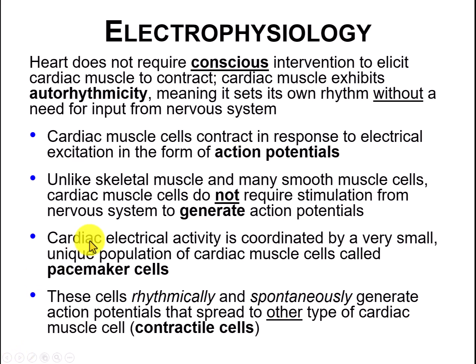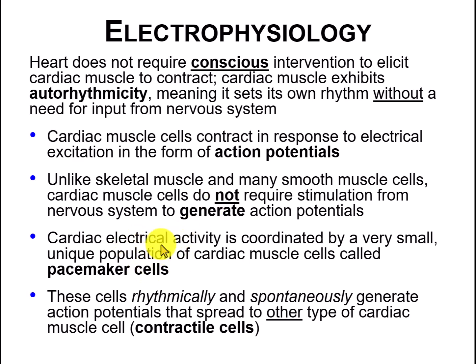So our cardiac muscle has autorhythmicity, so it can beat without the input from the nervous system. It's self-excitatory. It still operates on action potential, so we're still going to have the inflow of ions to depolarize the cells, and we're going to have the outflow of ions to repolarize the cells.